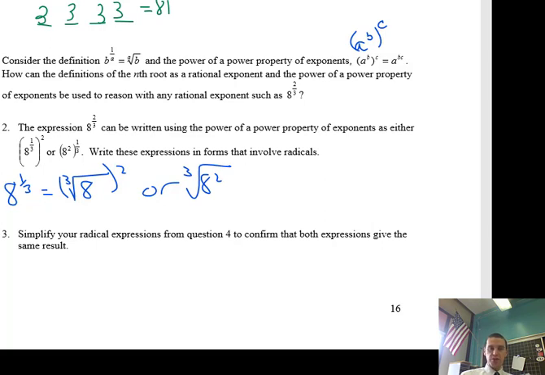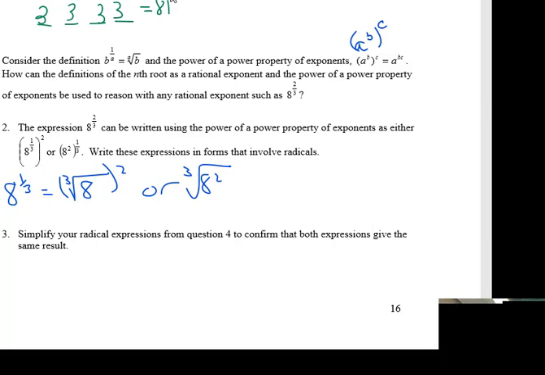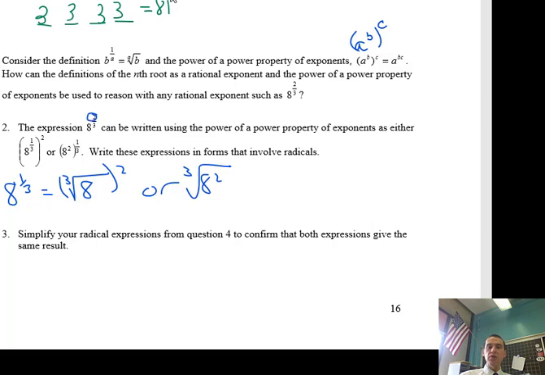8 to the 2/3, the cube root of 8 squared. So what we know is that the numerator is the exponent, while the denominator, which we know from above, is the root. The denominator gives us the root of the radical. So how can we simplify this?